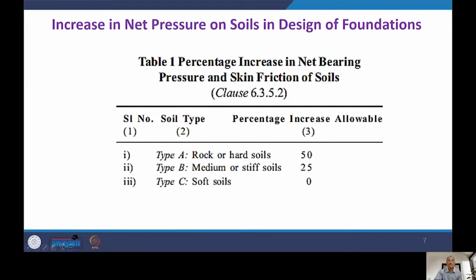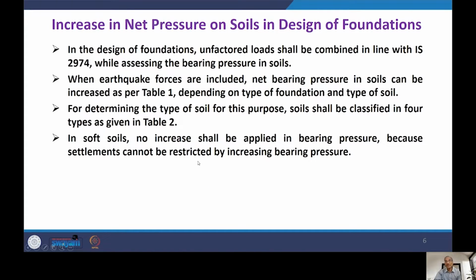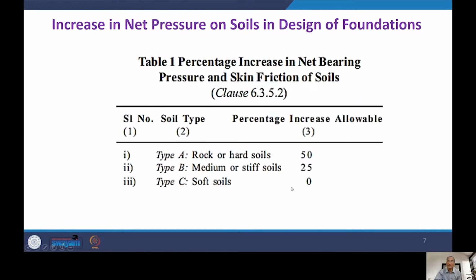So this depends on type of soil only. For determining that, soils are classified in 4 types as given in Table 2, which we are going to discuss. In soft soil, no increase shall be applied in bearing pressure because performance cannot be improved by increasing bearing pressure. As we have seen here, the percentage increase in case of soft soil is 0.